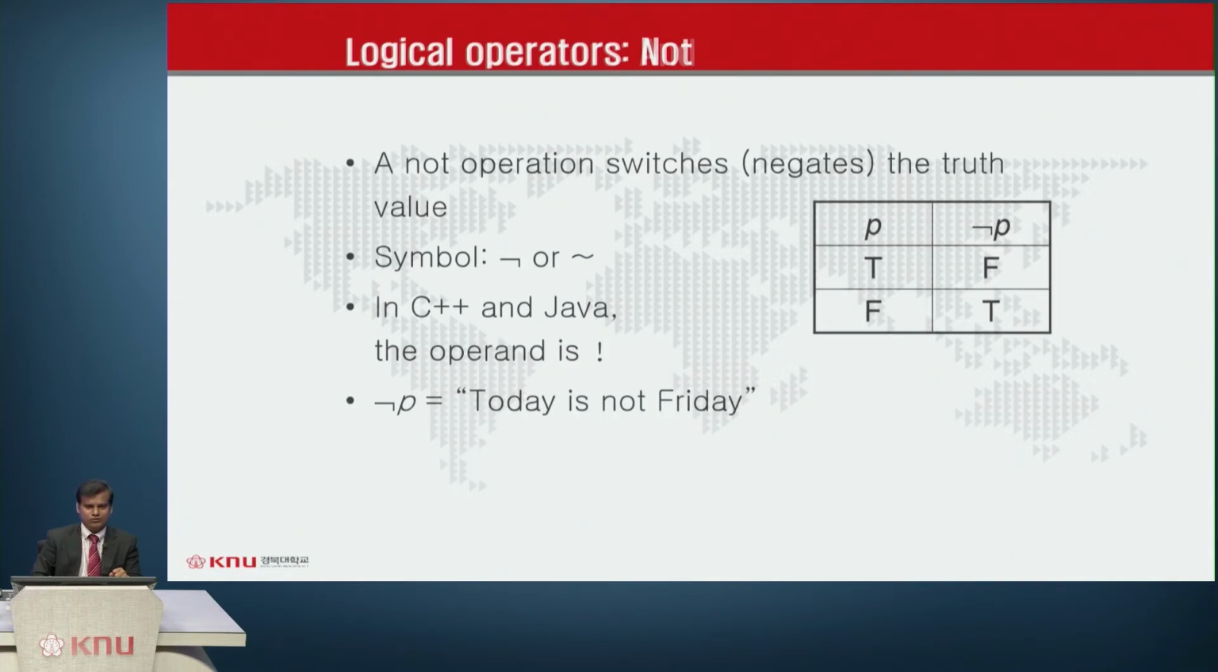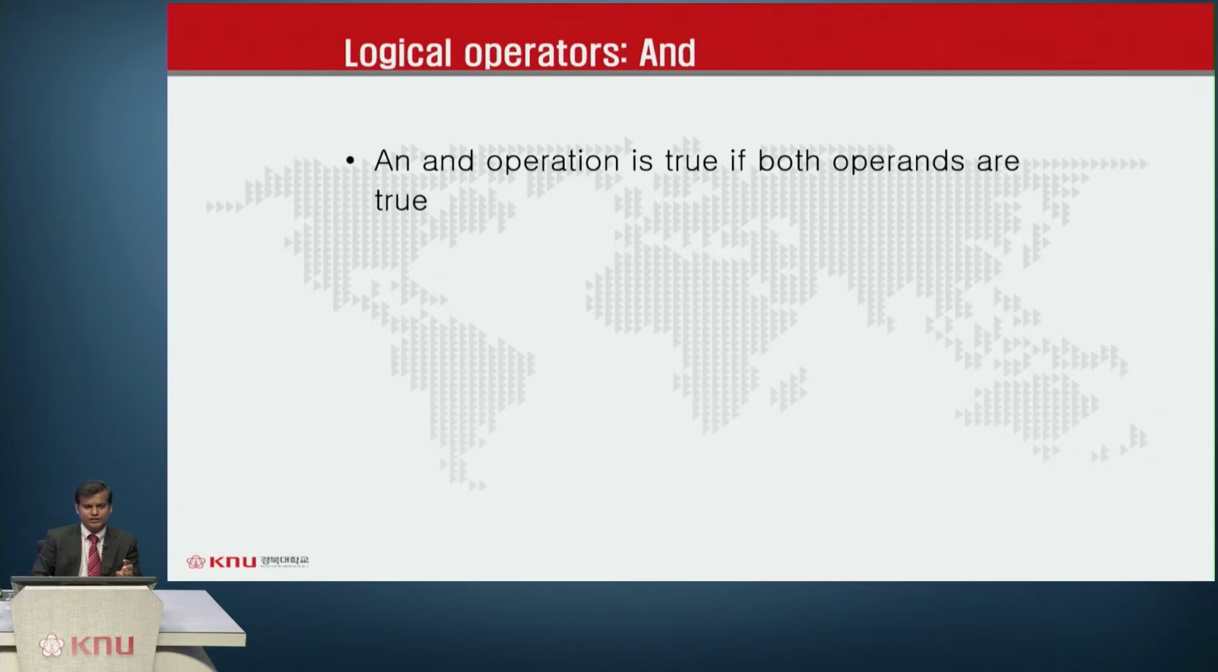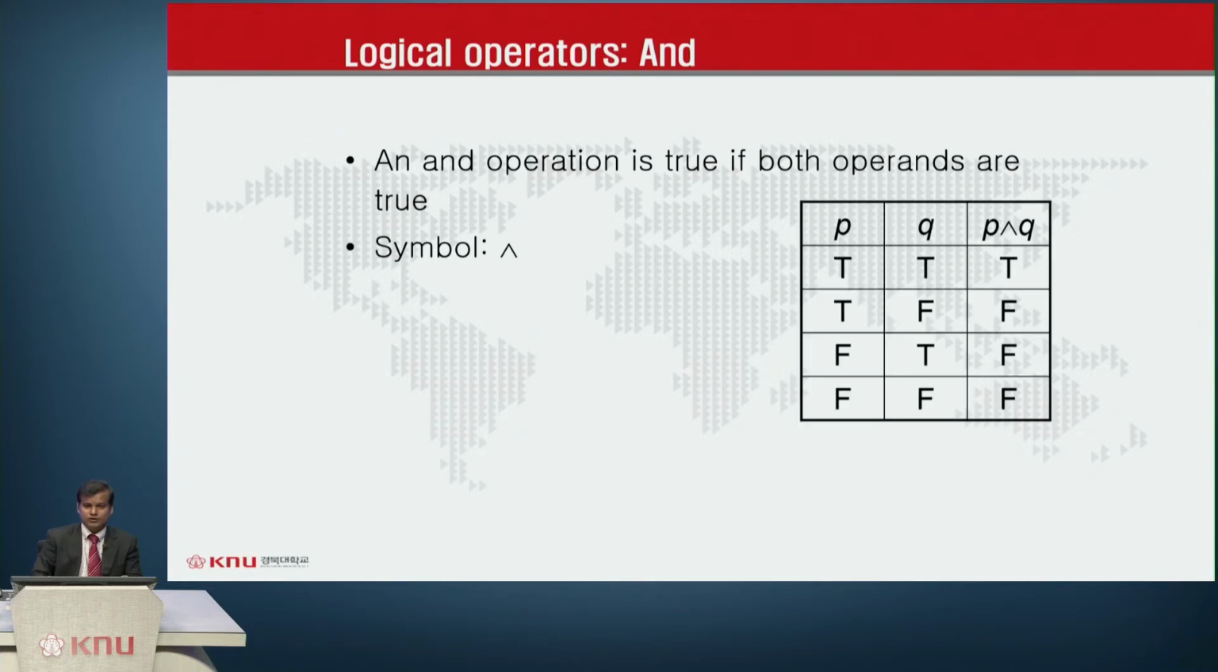Let us see the next one here, logical operator AND. An AND operation is true if both operands are true, and we have this kind of cap symbol, and it also looks like an A. So we can have a hint that it is the AND operation. So we have P, Q, then P and Q in this truth table.